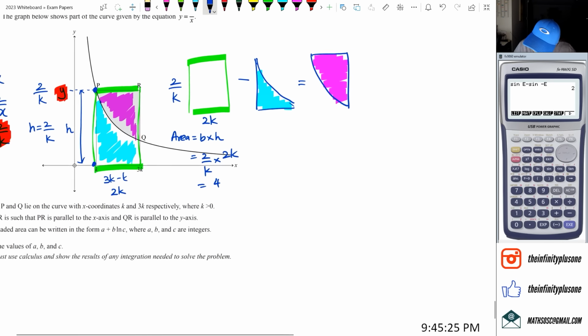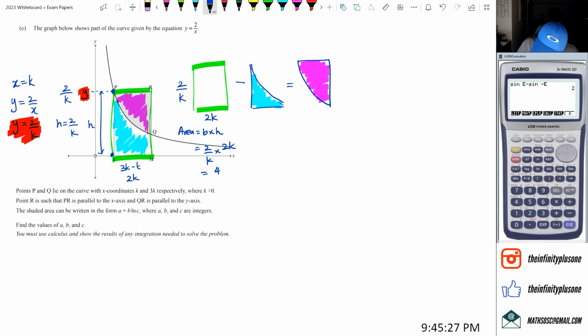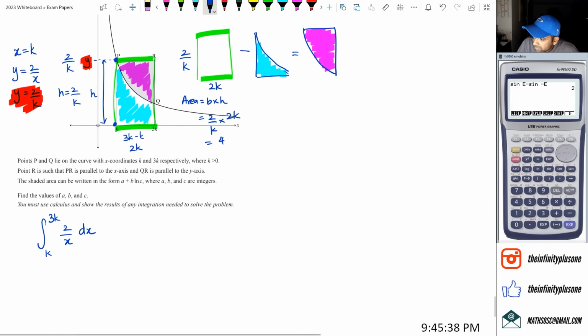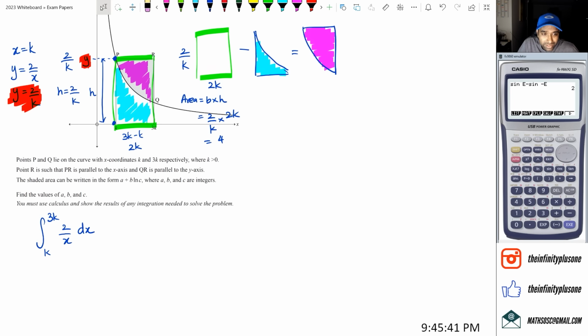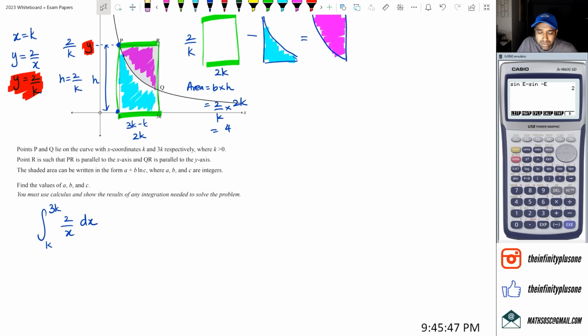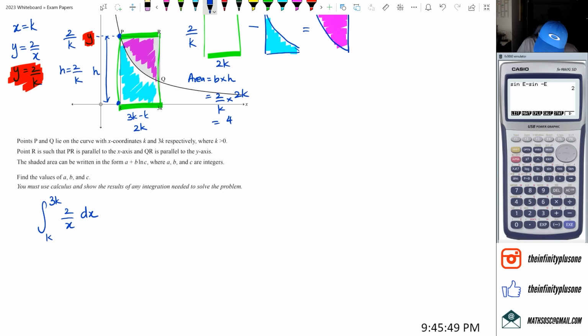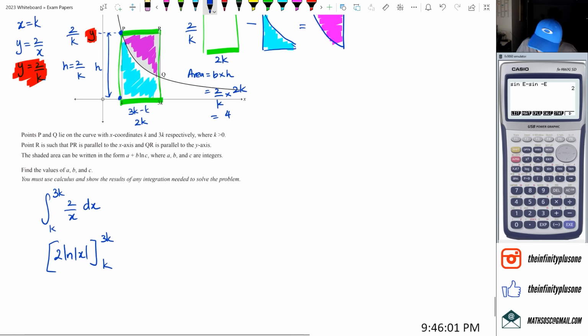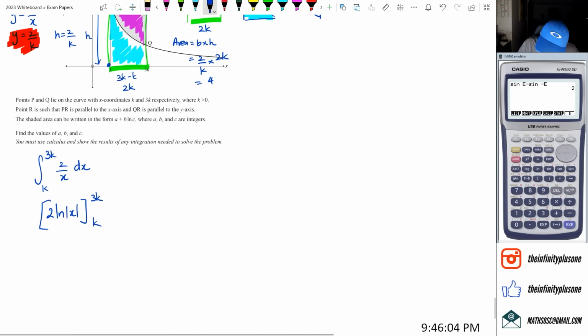So area under the curve, that's between 3k and k, and the equation is 2 over x dx. This is actually a really easy Excellence question, I have to say. It's not that complex, because once you find the blue area, you just go the green rectangle minus the blue area and you're done. So here I've got the integral of 2 over x is 2 ln of x, and that's between 3k and k. I think I know why it's tricky, because I think it's this substitution part of it, but let's see.